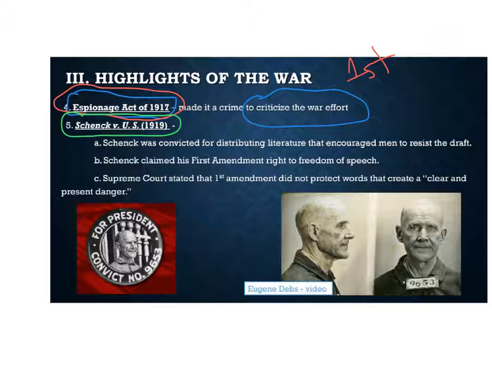Schenck is actually passing out anti-war pamphlets on the corner in New York, telling men to resist the draft. Bring your draft cards is what they do to resist the draft. Don't go. Schenck is arrested, tried under the Espionage Act, and makes the argument, hey, that's a violation of my rights. You can't have that law. And so it goes up to the Supreme Court. The Supreme Court makes a famous ruling that says the First Amendment did not protect words that create a clear and present danger. The example they use, the Supreme Court says, you cannot be in a crowded movie theater and yell fire.